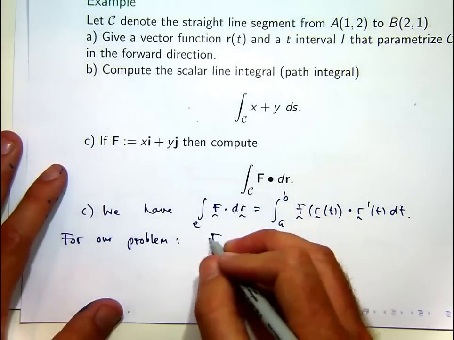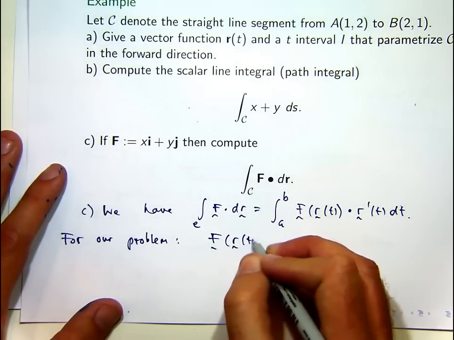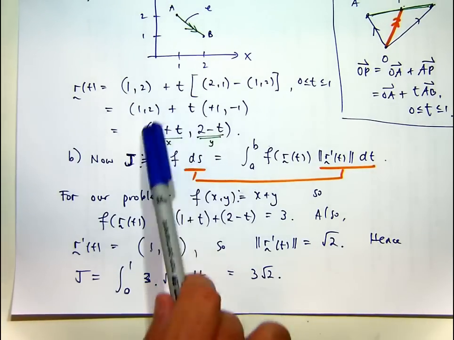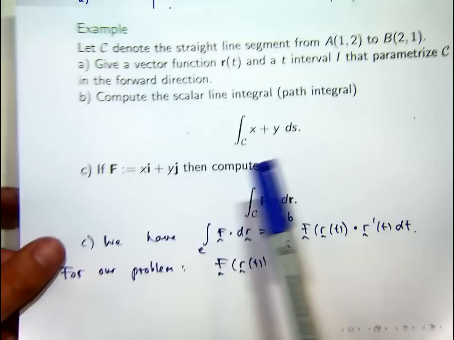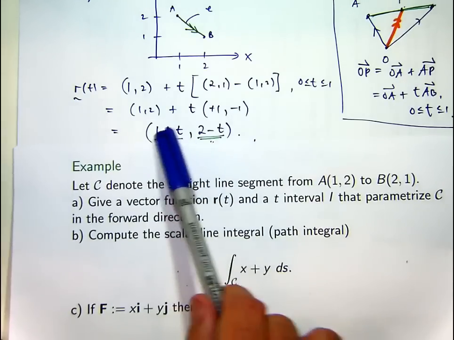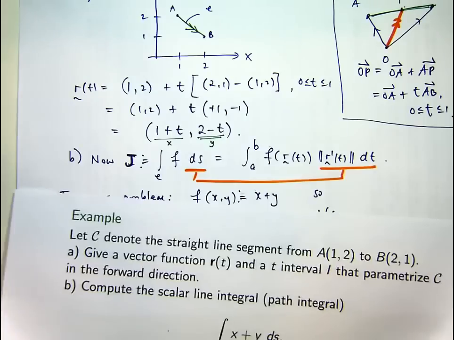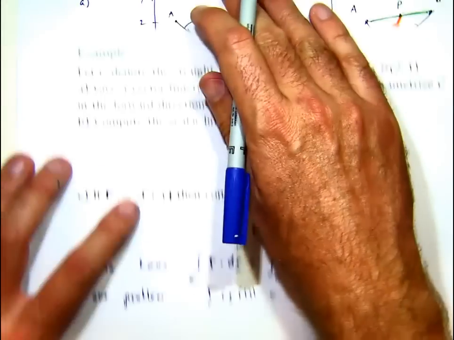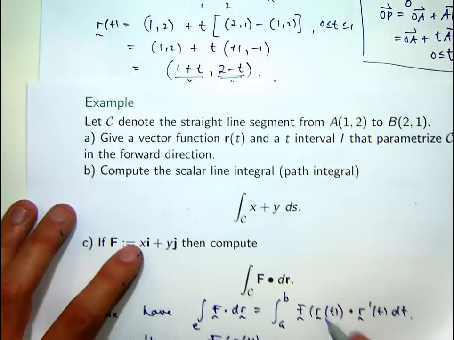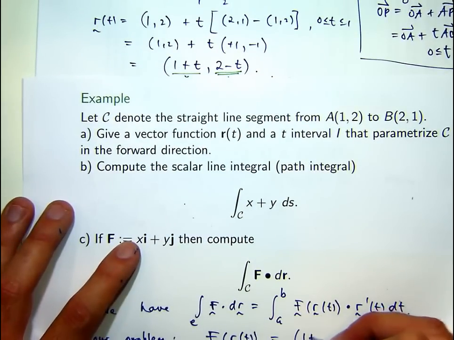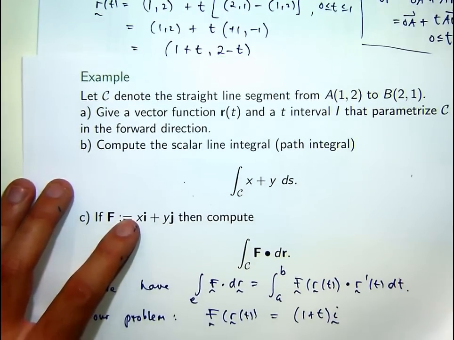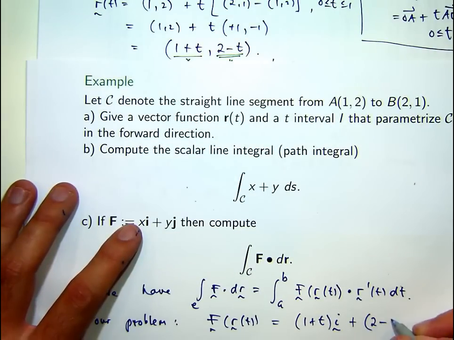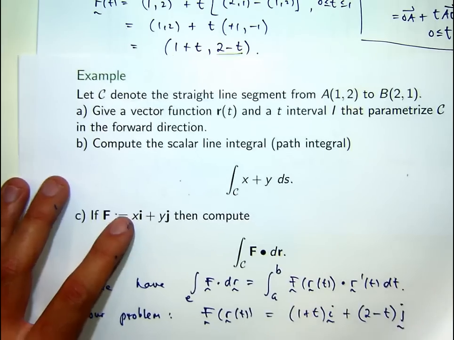All right, so like I said before, what you would do is you imagine x is 1 plus t, y is 2 minus t. Go up here and replace x with 1 plus t and y with 2 minus t. Okay, so I'll get 1 plus t i plus 2 minus t j.